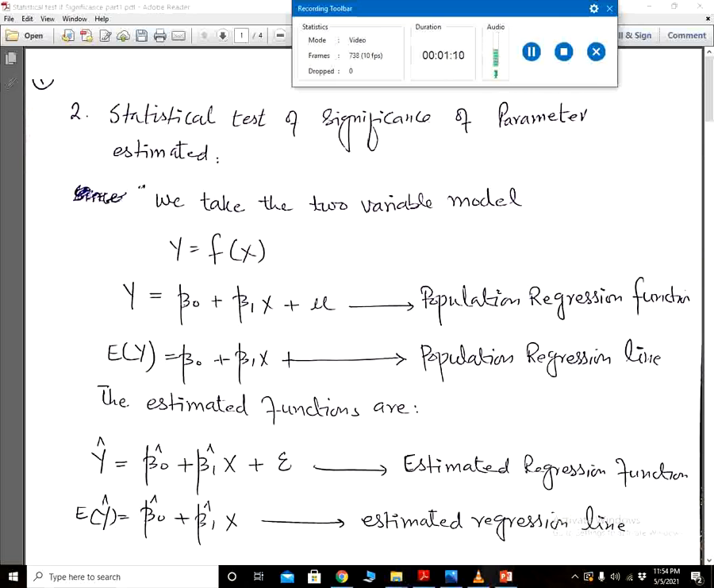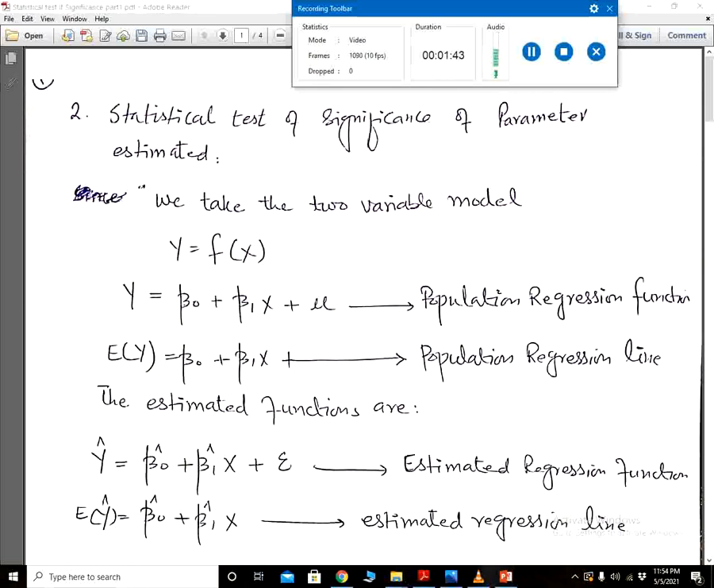Because we estimate our coefficient from sample data. We estimate the sample coefficient for the population parameter beta naught and beta 1. While beta naught and beta 1 are fixed, population parameters are fixed, our estimated coefficient vary from sample to sample.